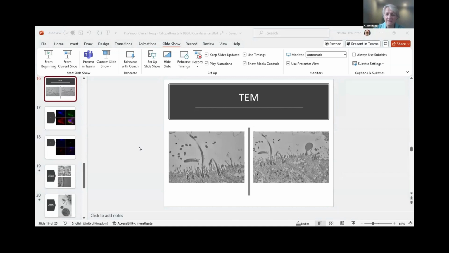So these are motile cilia, but they're not effectively clearing mucus out of the airways. Next slide.